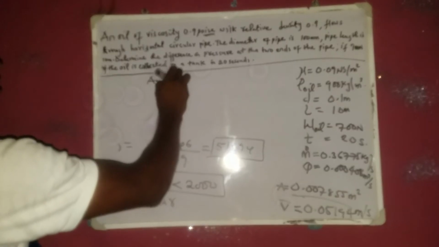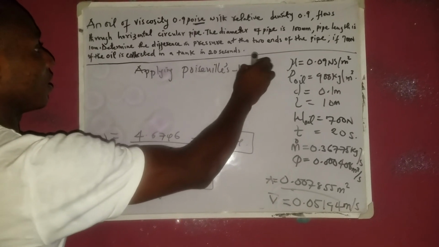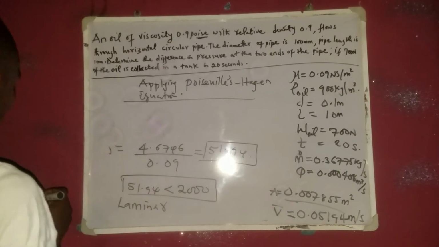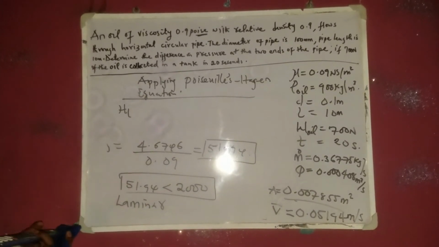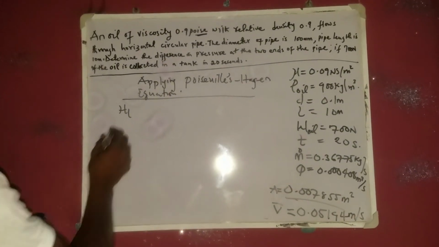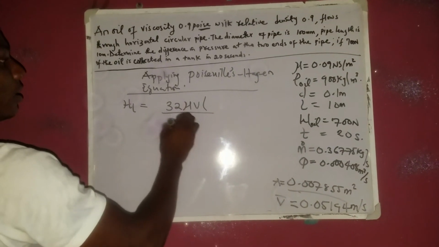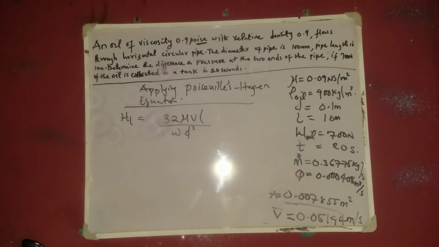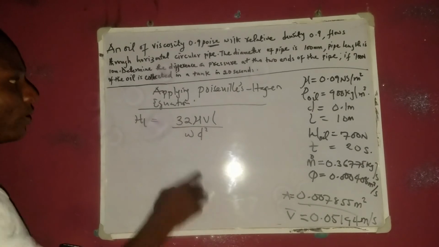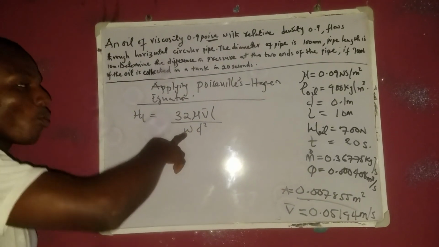So we write, applying Poiseuille-Hagen equation. Recall, we know that our head loss, HL, is equal to what? 32 mu VL all over specific weight times D squared. This is the head loss due to viscosity. That 32 is just a number from the derivation. This is the dynamic viscosity. This is your mean velocity. This is the length of pipe, and then this is the specific weight of the fluid.